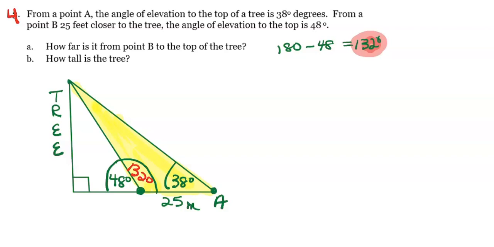So I'm going to say, I want that top angle. So say 180 minus 38 minus 132, and that's going to give me 10 degrees. Okay, so 10 degrees is the top of that triangle. I'm going to highlight that in red, and I'm going to write that in red. So this is 10 degrees.